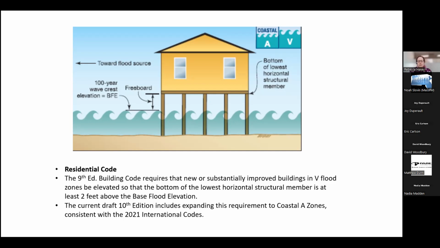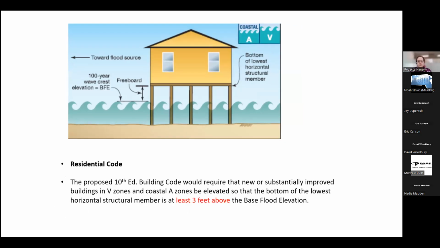So the residential code section R322.3 will apply to V zones and coastal A zones. And the proposal in the residential code is that it would apply to new and substantially improved structures in V zones or coastal A zones, and the freeboard requirement is 3 feet. So in a V zone, the elevation requirement is that the bottom of the lowest horizontal structural member is at the required elevation.